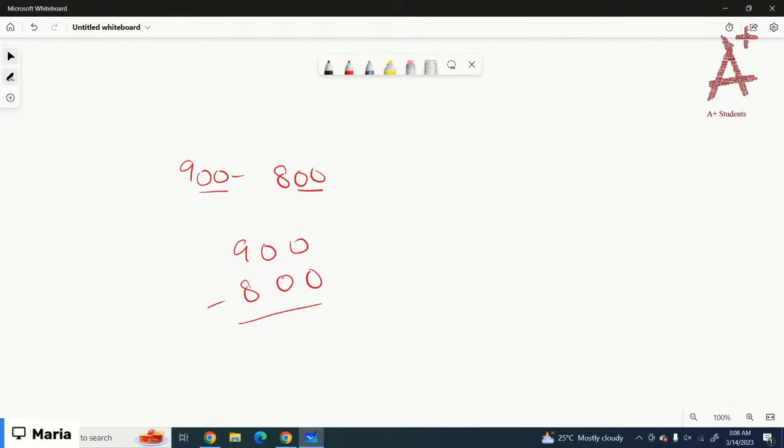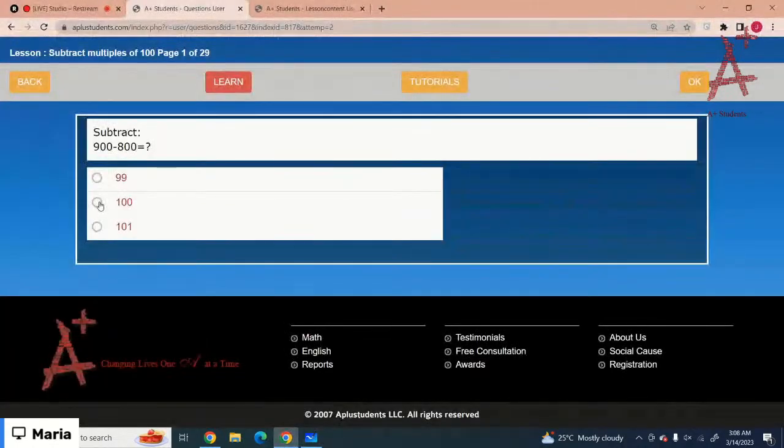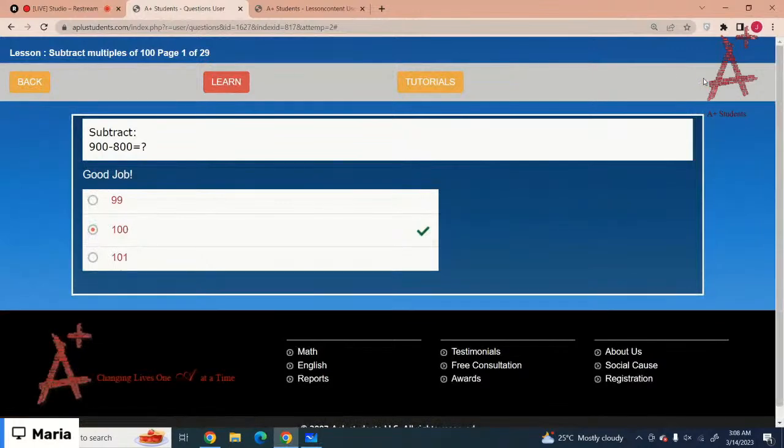We know that 0 take away 0 is 0. 0 minus 0 is 0. You have to do 9 minus 8. So 9 minus 8 is, yes, it is 1. Very good. It is 100. That means 900 minus 800 equals 100. So the correct option is 100. Just select the correct option and click on the OK button. Very good.